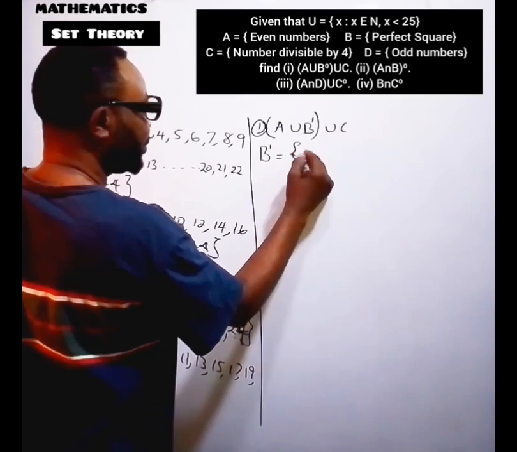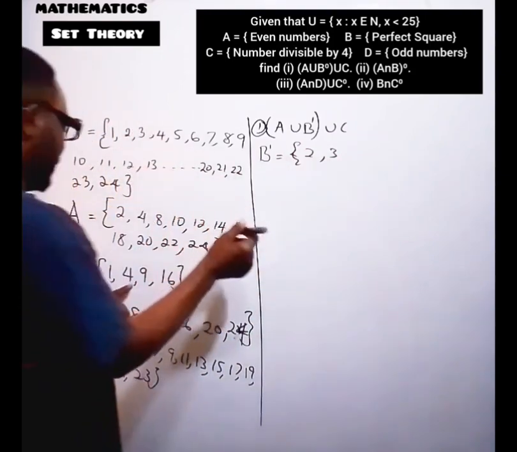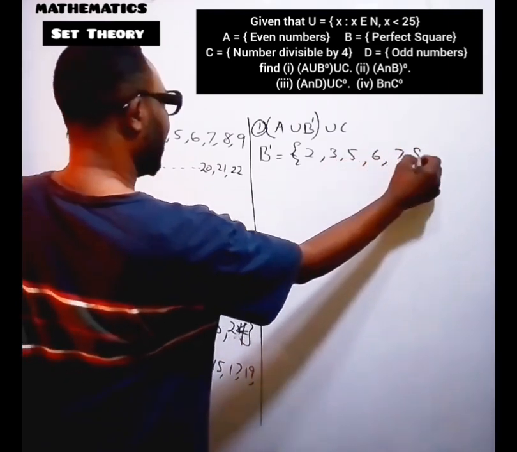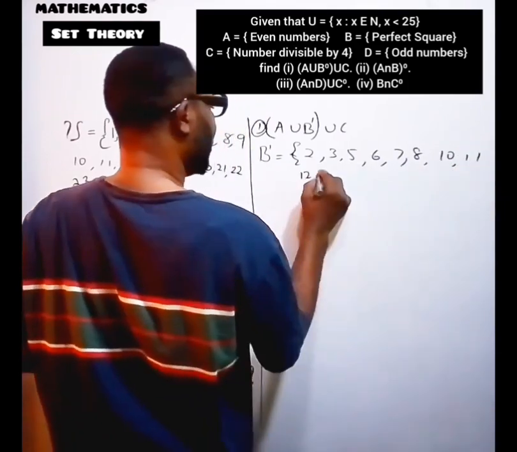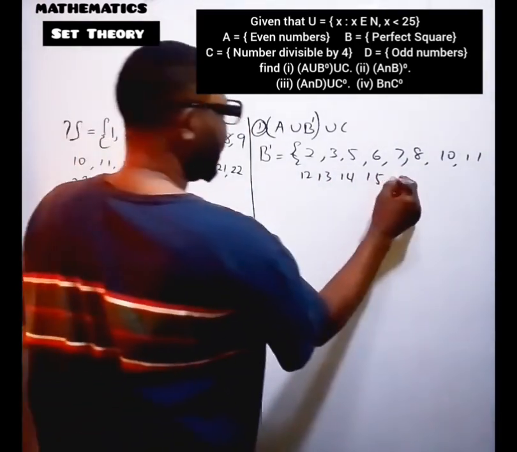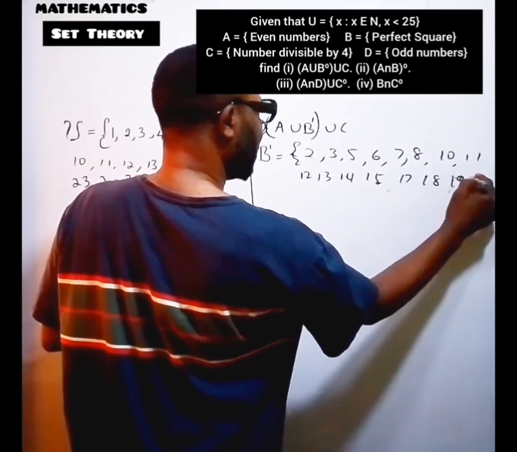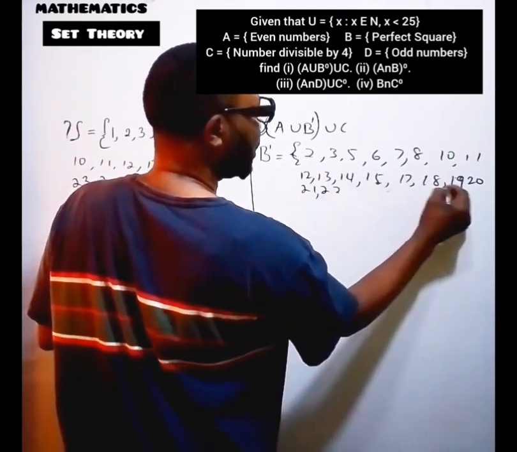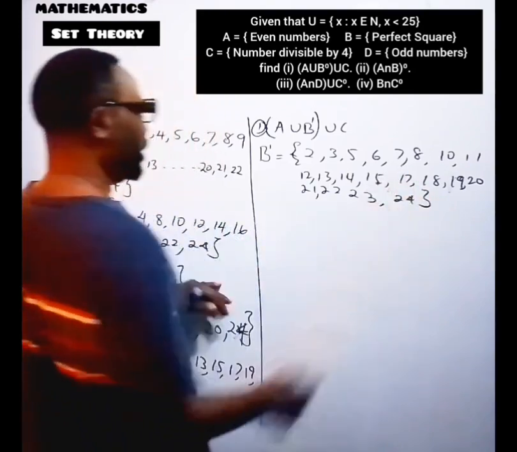B complement will be: 1 is not there, 2, 3, 4 is here, no. The next is 5, 6, 7, 8, 9 is here, no. You have 10, 11, 12, 13, 14, 15, 16 is here, no. Then 15, 17, 18, 19, 20, 21, 22, 23, 24. Separate them by a comma. That is B complement.